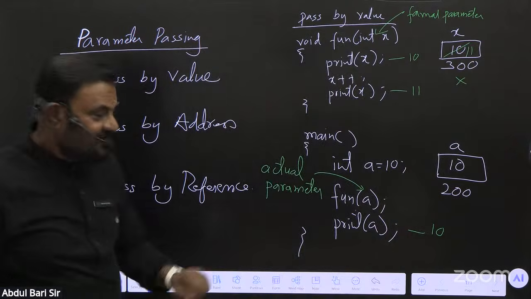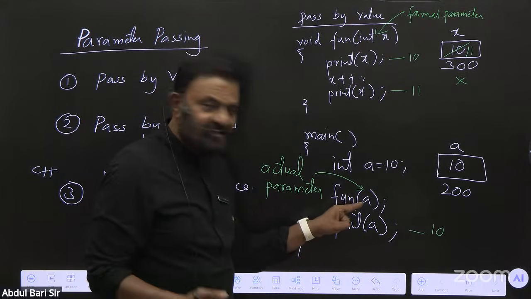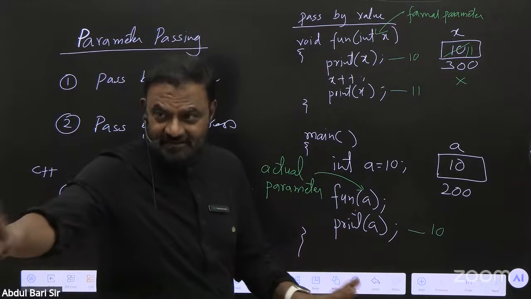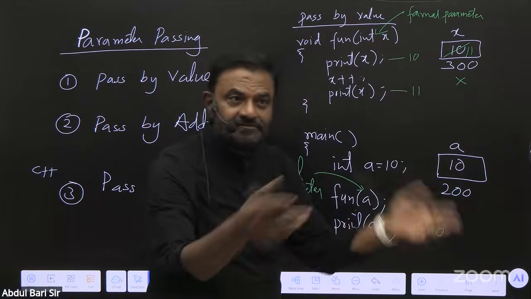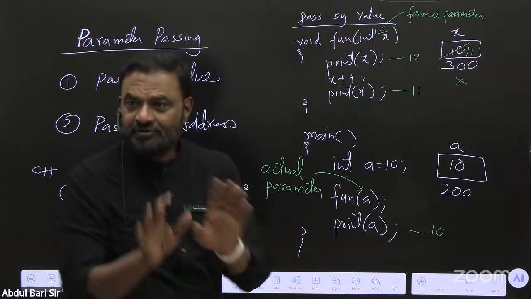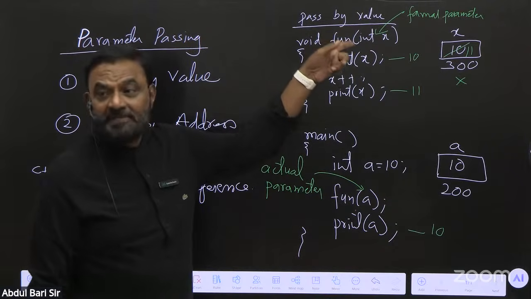Listen. Now you have to answer. Fun of A. A is a parameter, right? In general terms, parameter. Fun of int x. What is x? Parameter. So that is also a parameter, and this is also a parameter. So there should be some distinction between them. So we give the name: this is the actual parameter, and that is the formal parameter.